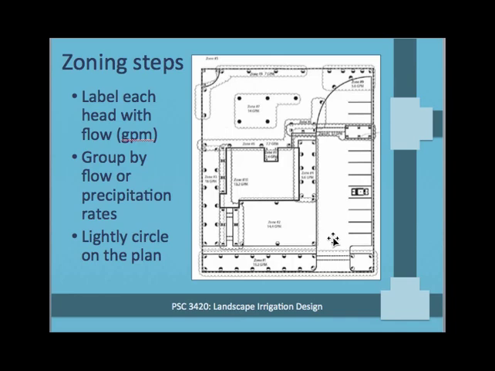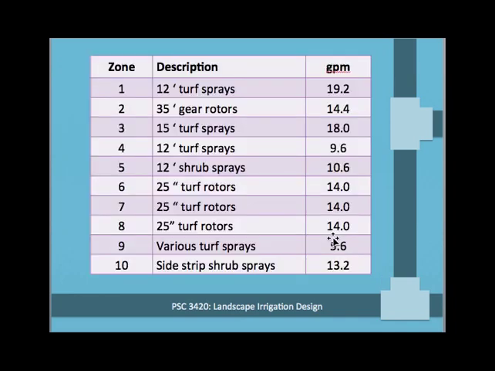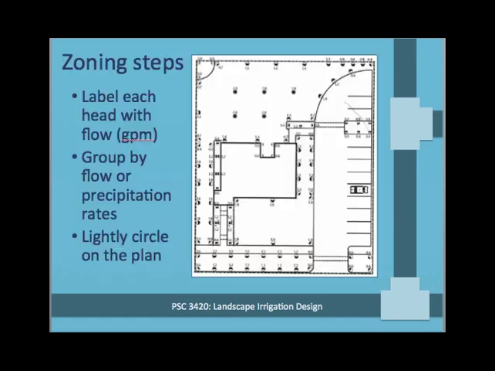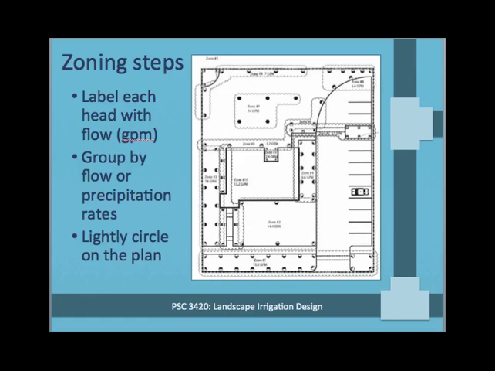20 GPM. If we go back to our list of zones, you can notice that in none of these cases does the flow exceed 20 GPM. And so that's part of the process as well. And so they've ended up with these different zones. They're lightly circled on the plan, and the total flow for each of those zones is listed.